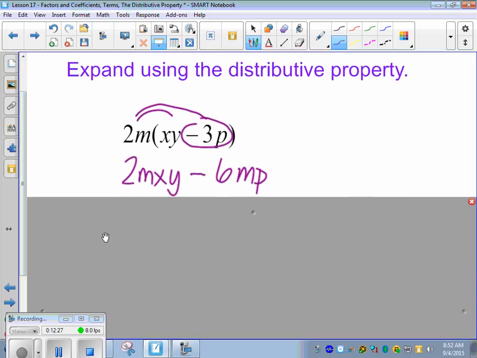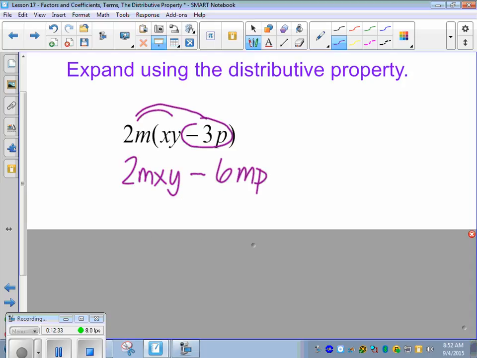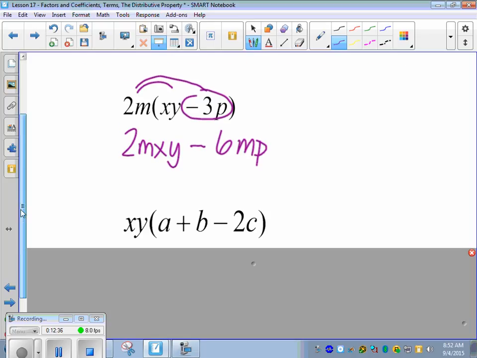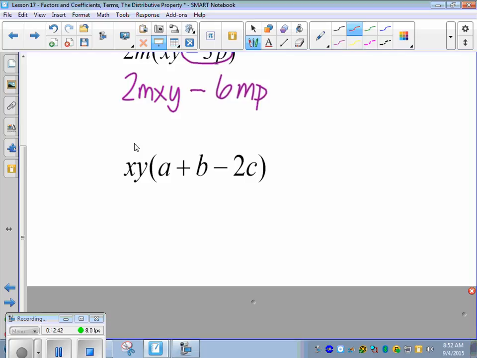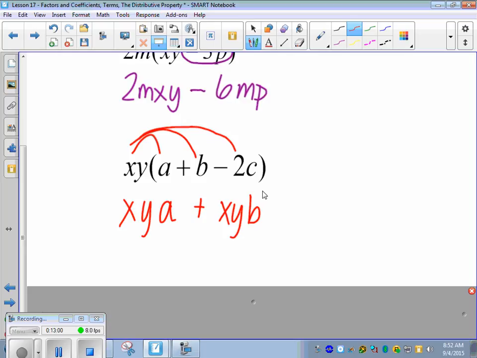Okay, everyone should have that example down. You will encounter these, I promise. Here's another one. Now we have 3 terms. First I'm going to start by doing xy times a, which gives me xya. Xy times b, I get xyb. Xy times negative 2c. Remember I said it's always preferred if our number comes first, so we're going to have minus 2cxy.